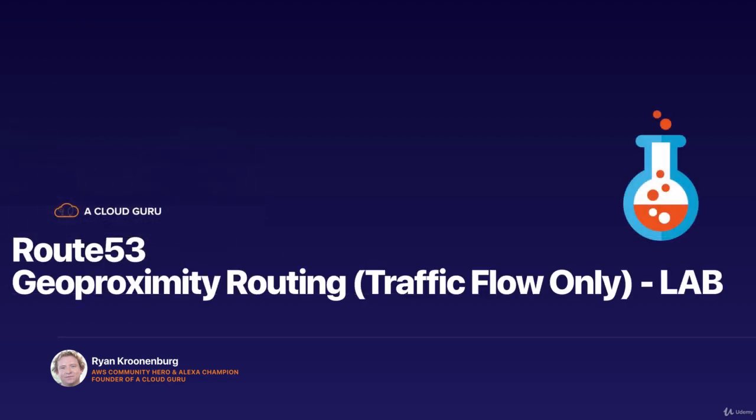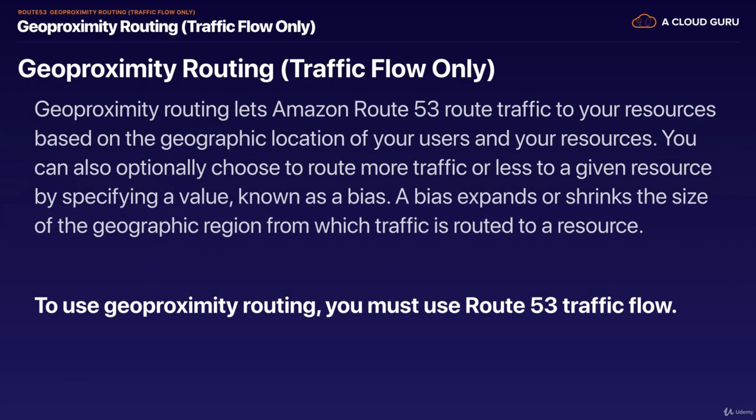This lecture is on geoproximity routing, and this is available in traffic flow only mode, and we'll see what that means in a few seconds. Geoproximity routing lets Amazon's Route 53 route traffic to your resources based on the geographical location of your users as well as your resources. You can also optionally choose to route more traffic or less to a given resource by specifying a value known as a bias. A bias expands or shrinks the size of a geographic region for which traffic is routed to a resource. And to use geoproximity routing, you must use Route 53 traffic flow.